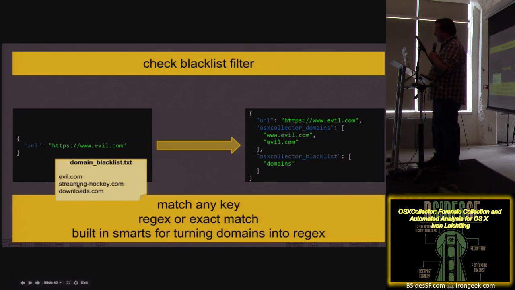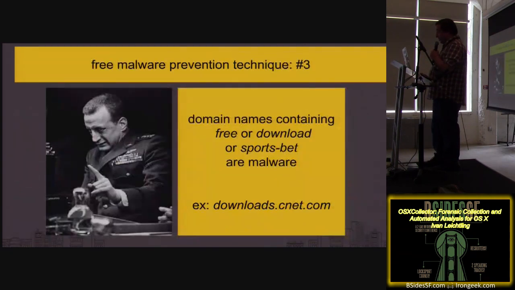More likely, I would get streaminghockey.com. Turns out everybody wants to stream hockey, and it's all malware. Any domain at all with free or download or sports bet in it is malware. That domain hosts malware. Canonical example being downloads.cnet.com. It's all malware. So this heuristic has proven very, very effective. I would recommend not going to those domains.